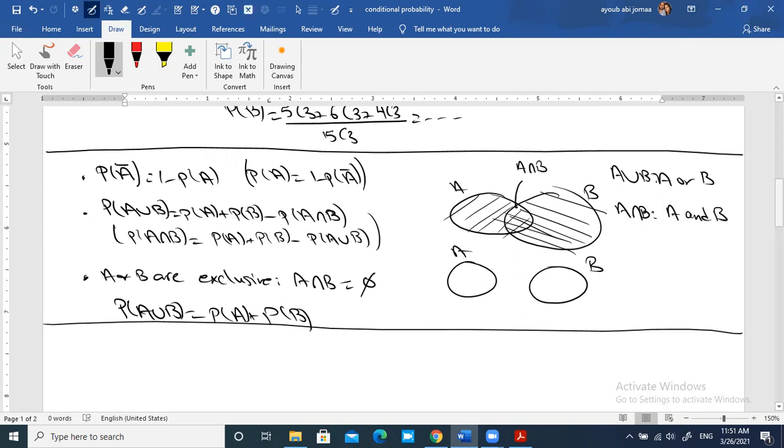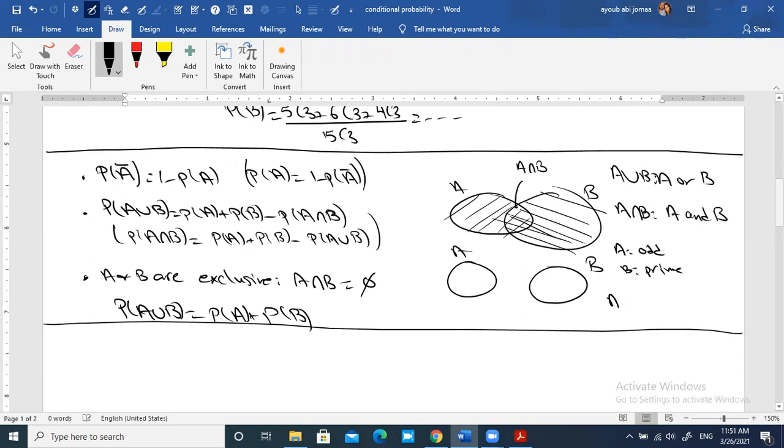A union B is the event A or B. A intersection B is the event A and B. For example, event A: the number is odd when rolling a die. Event B: the number is prime.